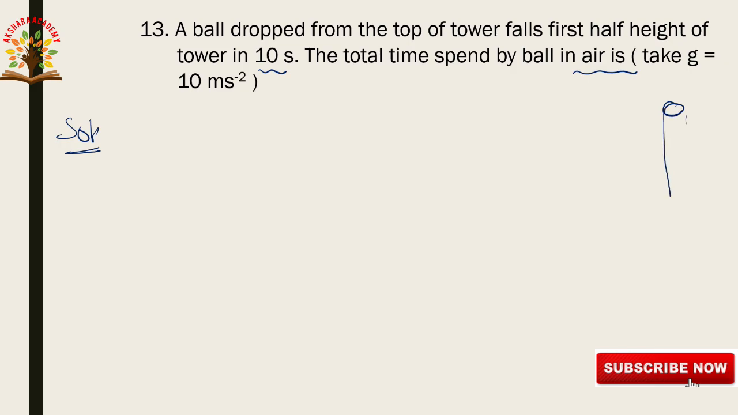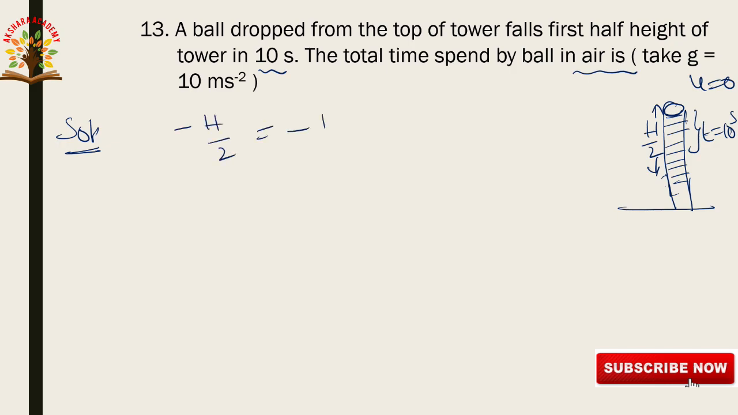Assume that this is the tower and we are taking the tower height. u is equal to 0 and total time t is equal to the given 10 seconds, and you have first half height, nothing but h by 2. So minus h by 2 is equal to minus half g t square. Here 2 gets cancelled, minus minus gets cancelled. We are getting h is equal to g into t square.